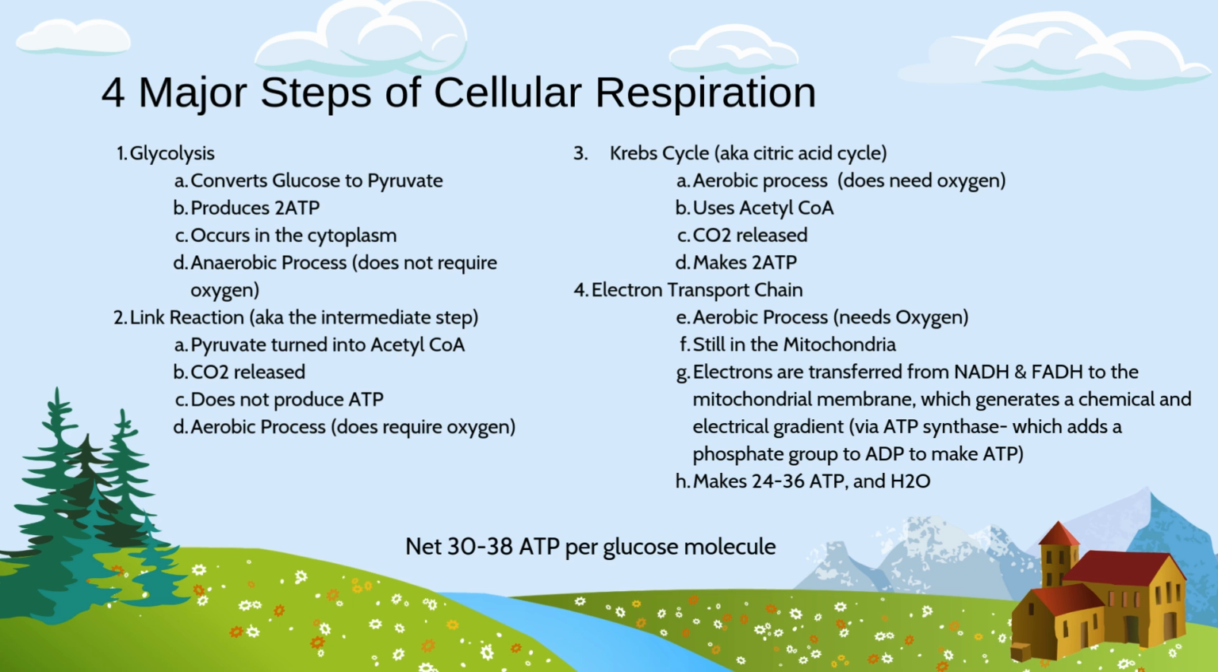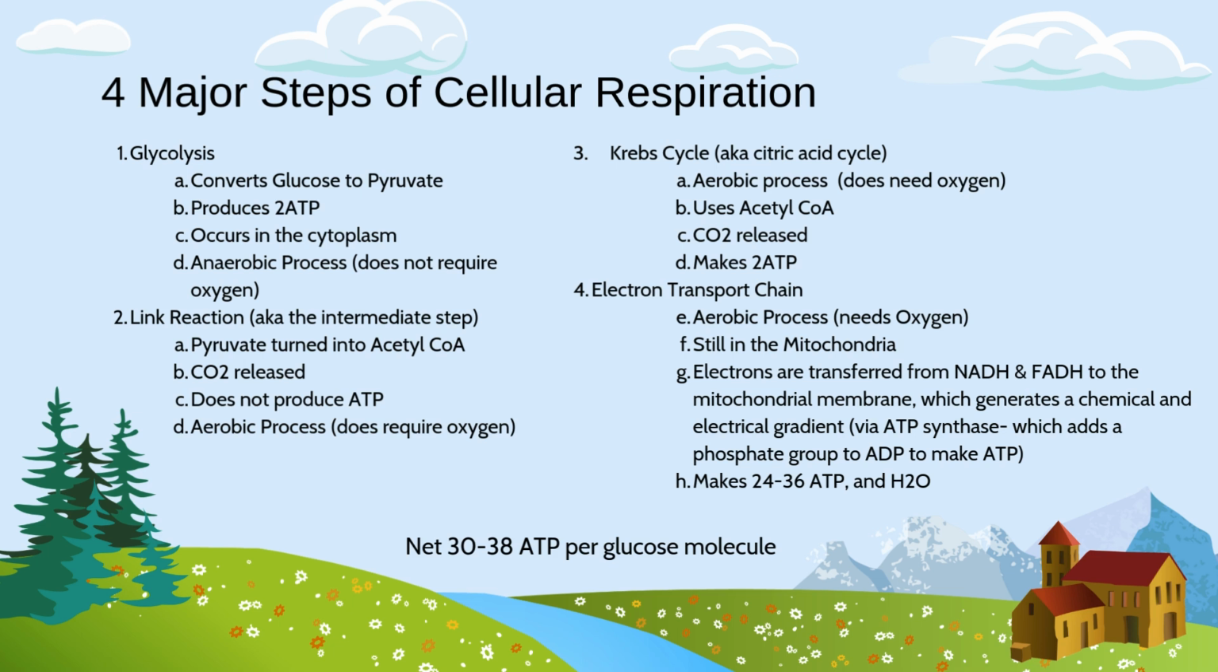Our link reaction is step 2. This is also sometimes known as the intermediate step. And that pyruvate we created in step 1 is going to get turned into acetyl-CoA, which is just, again, another molecule. And then we're going to release our carbon dioxide here. We do not produce any ATP at this step. And it is aerobic. It does require oxygen to occur.